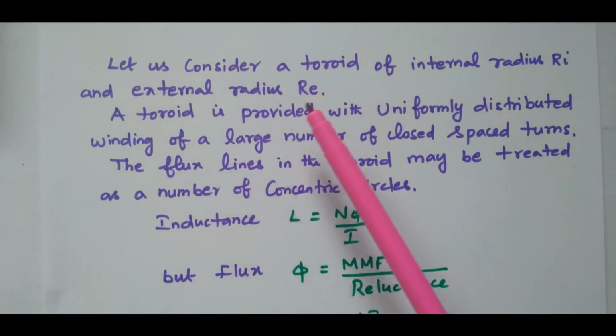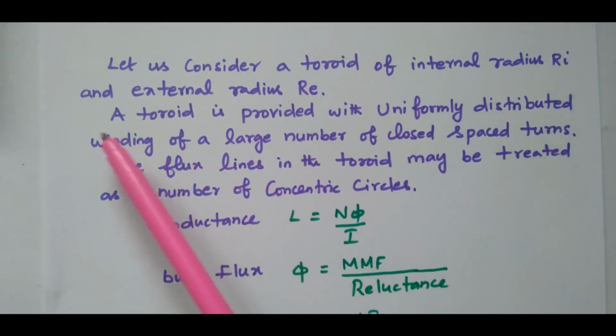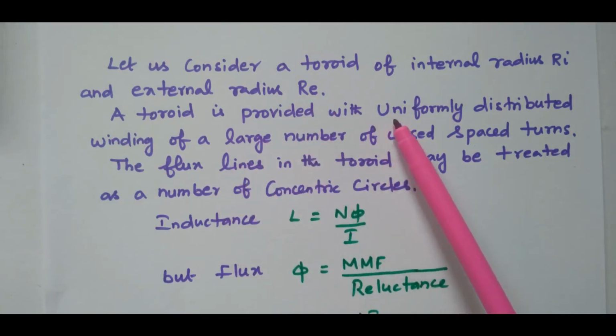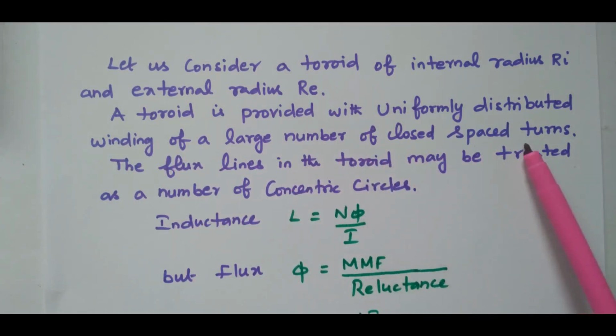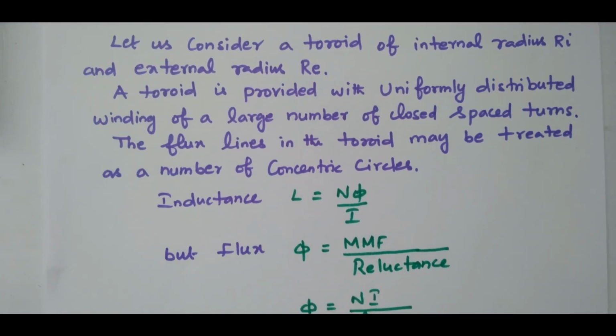Let us consider a toroid of internal radius Ri and external radius Re. A toroid is provided with uniformly distributed winding of a large number of closely spaced turns. Right? The uniformly distributed winding is available with a large number of turns. The flux lines in the toroid may be treated as a number of concentric circles. Right? The flux lines are in a concentric circle manner. So with this we will go for the derivation.